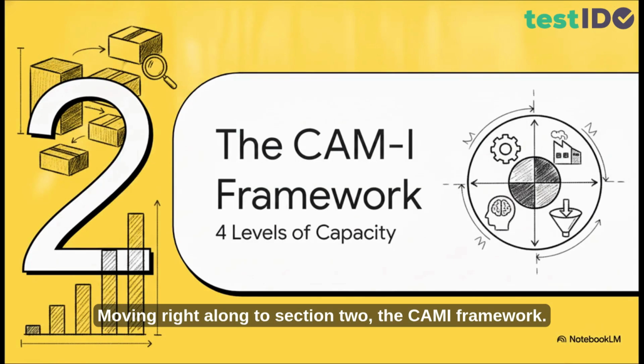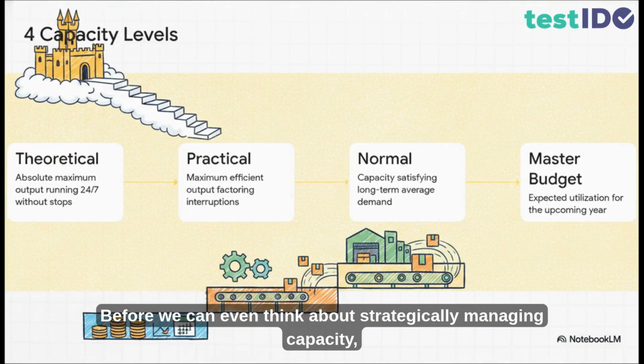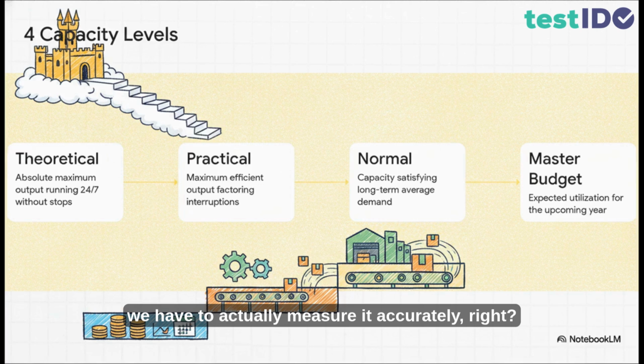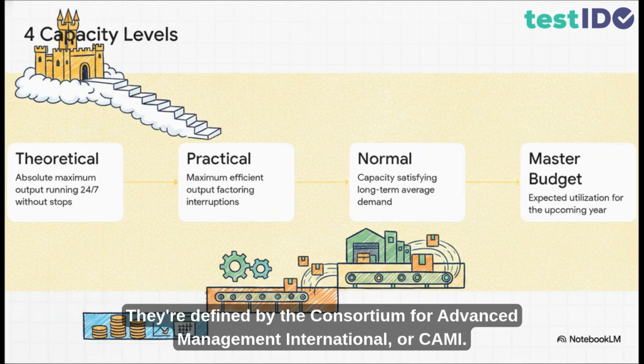Moving right along to Section 2, the KMI framework. Let's look at the 4 levels of capacity. Before we can even think about strategically managing capacity, we have to actually measure it accurately, right? The CMA syllabus requires you to deeply understand these 4 distinct levels of capacity. They're defined by the Consortium for Advanced Management International, or KMI.